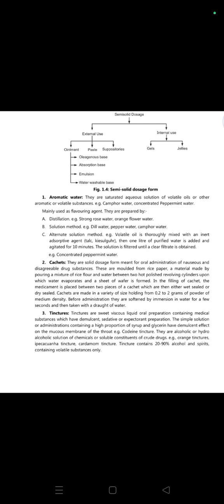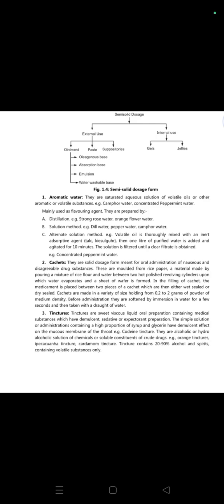Then linctuses. Linctuses are sweet viscous liquid oral preparations containing medicinal substances which have demulcent, sedative or expectorant action. The simple linctus or preparations containing a high proportion of syrup and glycerin have a demulcent effect on the mucous membrane of the throat. For example, codeine linctus.